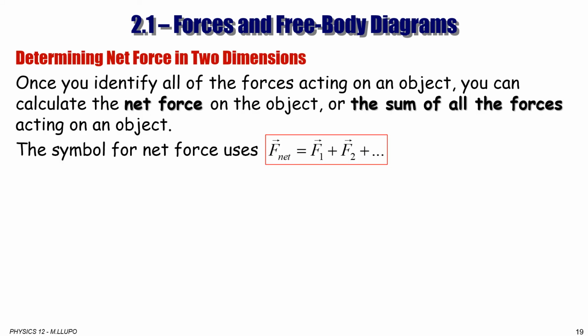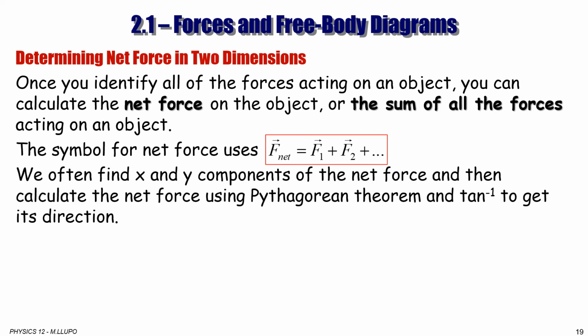In order to determine F-net in two dimensions, you do the same thing as we did already for any vector quantity, for displacement in two dimensions or velocities in two dimensions. Once you identify all forces acting on an object, you can calculate the net force on the object, or the sum of all forces acting on the object. The symbol for a net force is F net, equal to F1 plus F2 plus etc.